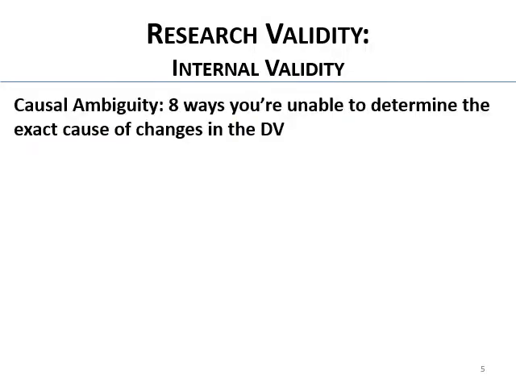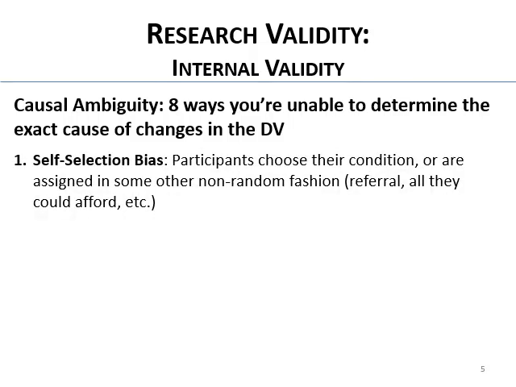So let's start with causal ambiguity. These are just 8 different ways that you just can't determine what caused the changes in your dependent variable. So the first one, and probably the most important, is self-selection bias. So self-selection bias is when either participants are allowed to choose the experimental condition that they're in, or they're assigned in some other fashion that's non-random.